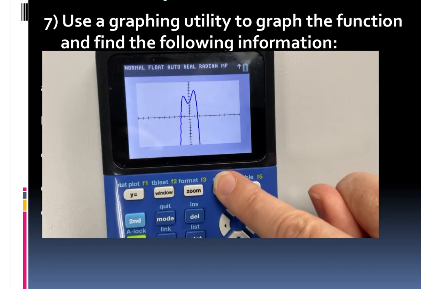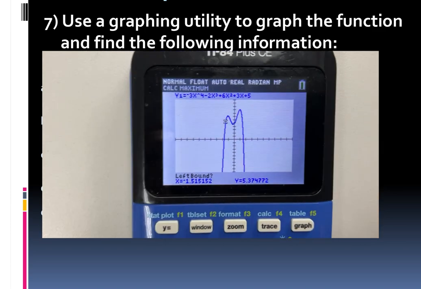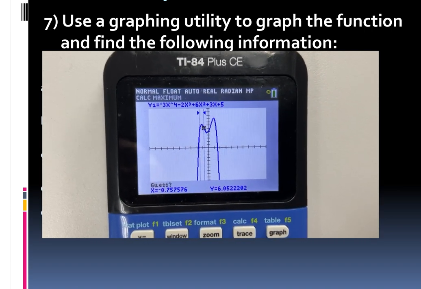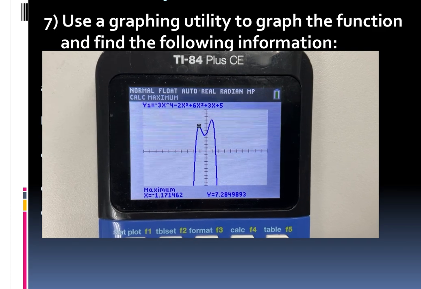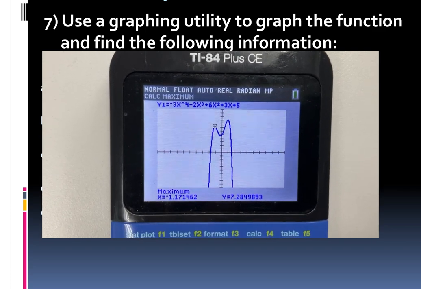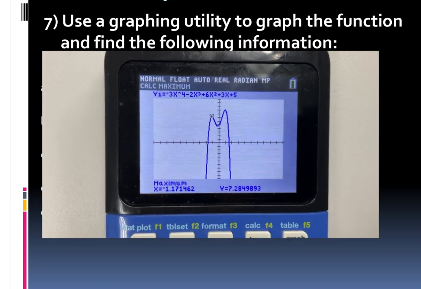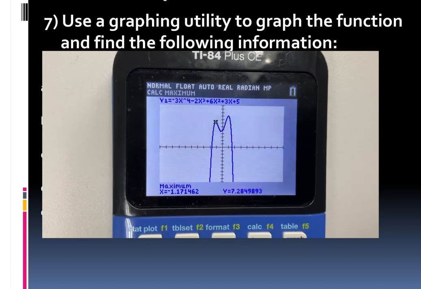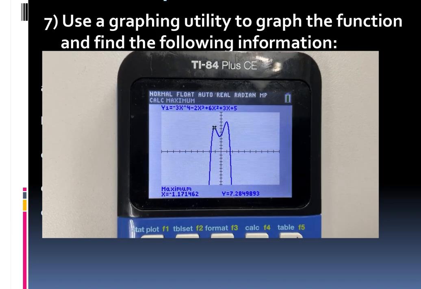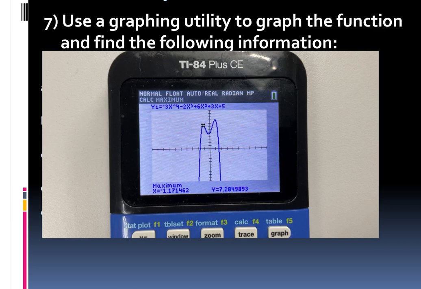So I would say second trace, I'm going to go to the max. There's a max. There's 2 of them. There's one here, so I'm going to hit enter. I'm going to go to the right of it. I'm going to hit enter. I'm going to hit enter again. And it's going to bring me to the maximum value, which is negative 1.171 and 7.285. I'm going to write that down. That's one of my maximums, okay?